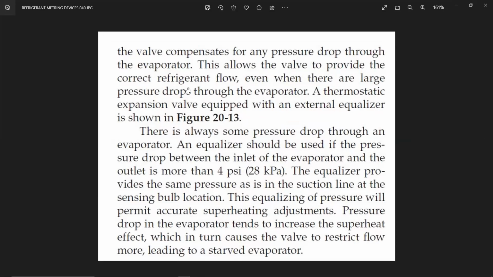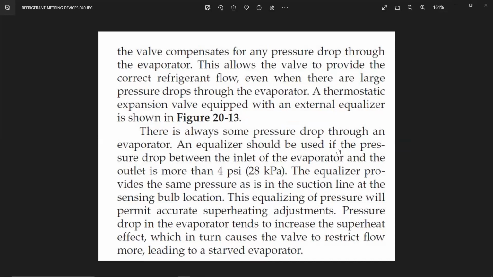This allows the valve to provide a correct refrigerant flow even when there is a large pressure drop across the evaporator. It means whatever the pressure drop, it doesn't matter. Now you're getting a direct representation of the outlet of the evaporator. The thermostatic expansion valve equipped with the external equalizer is shown in this figure, as we saw. There is always some pressure drop through the evaporator.